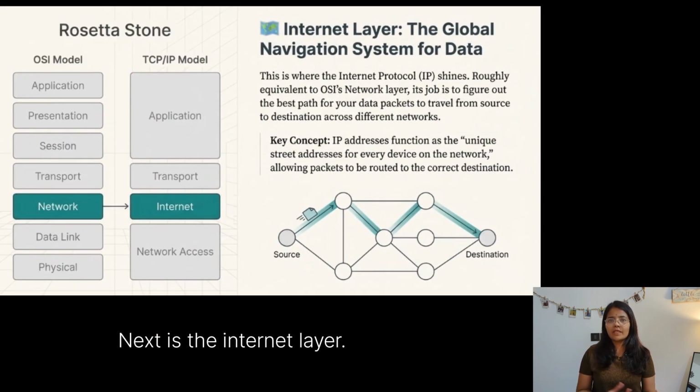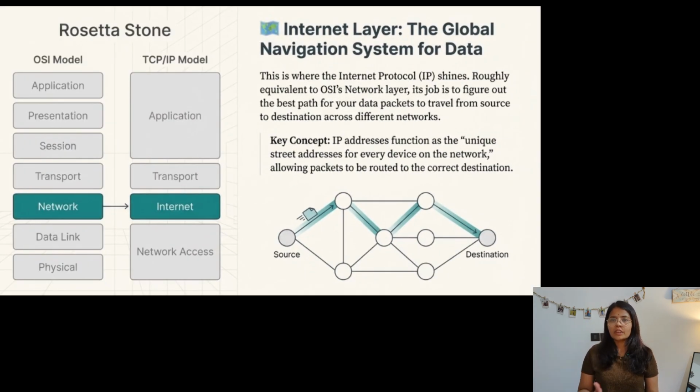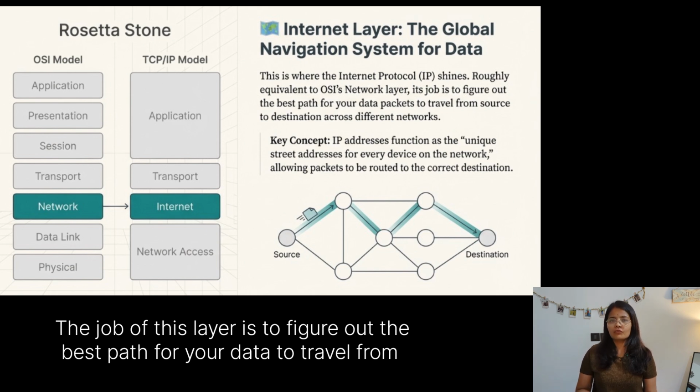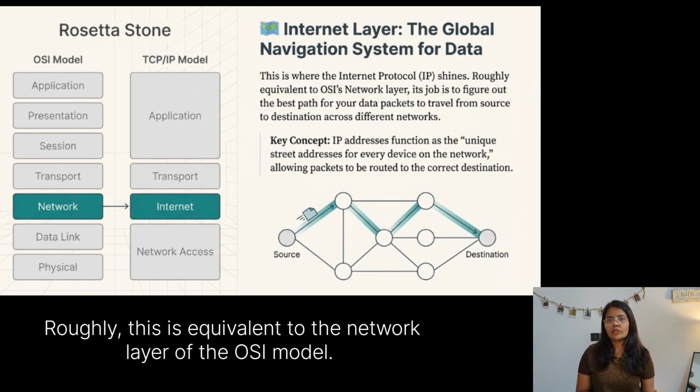Next is the internet layer. This is where IP, the Internet Protocol, shines. The job of this layer is to figure out the best path for your data to travel from the source to the destination across the network. Roughly, this is equivalent to the network layer of the OSI model.